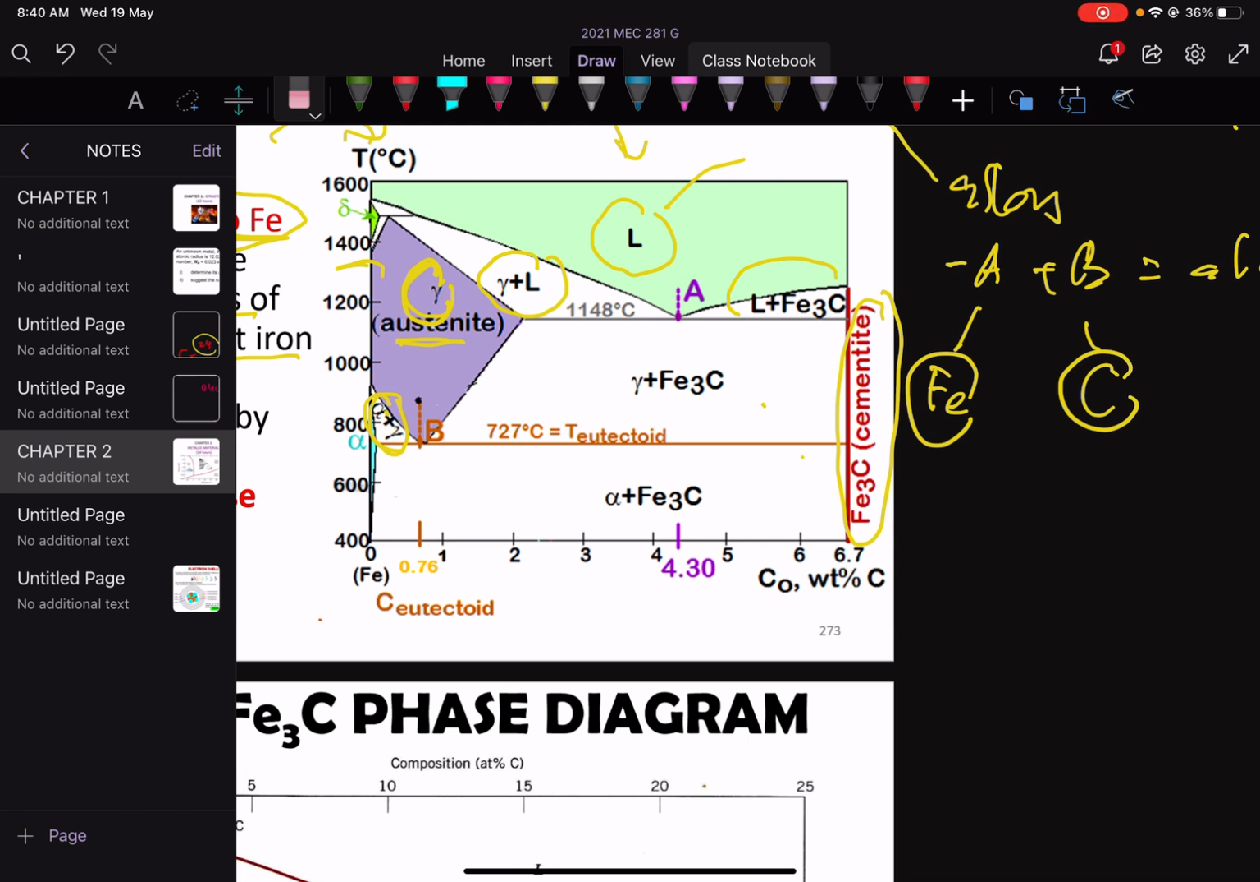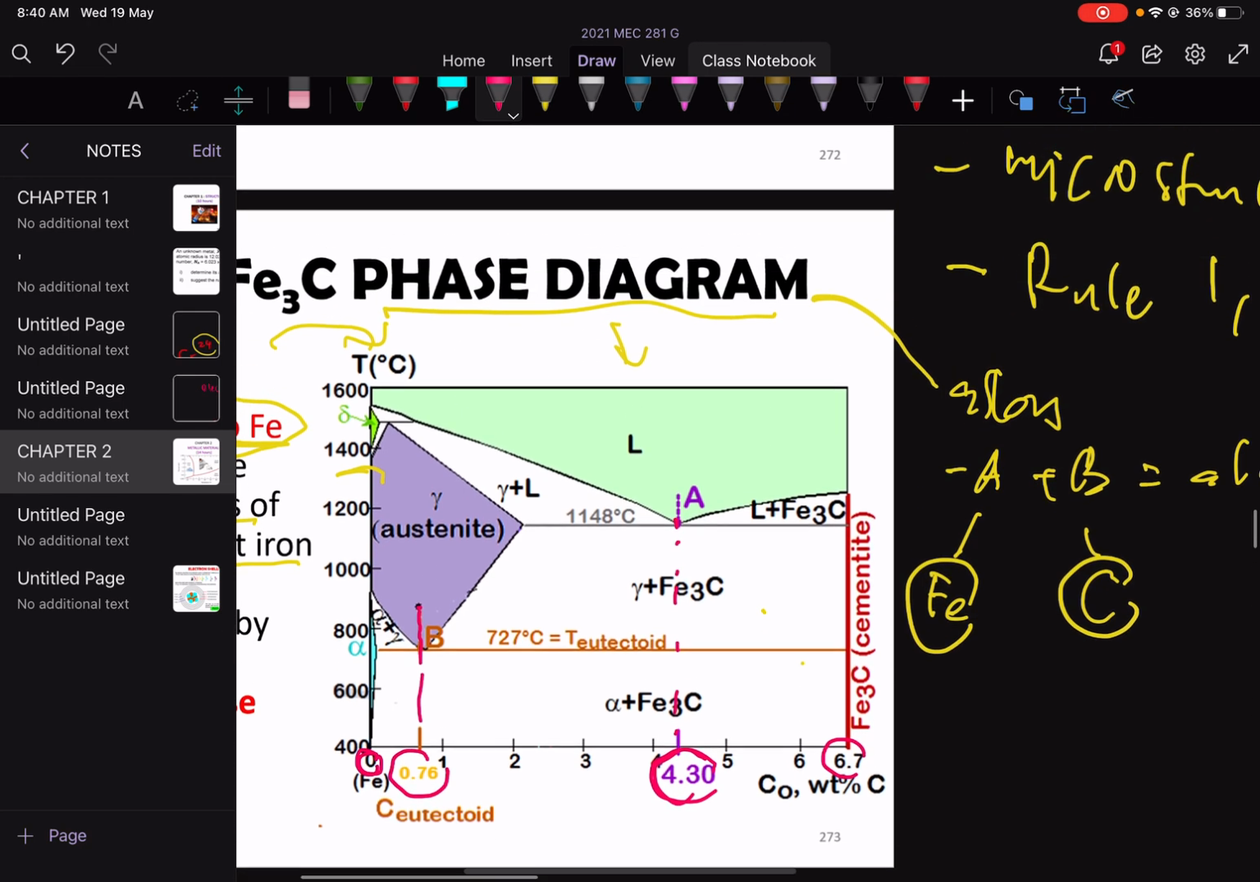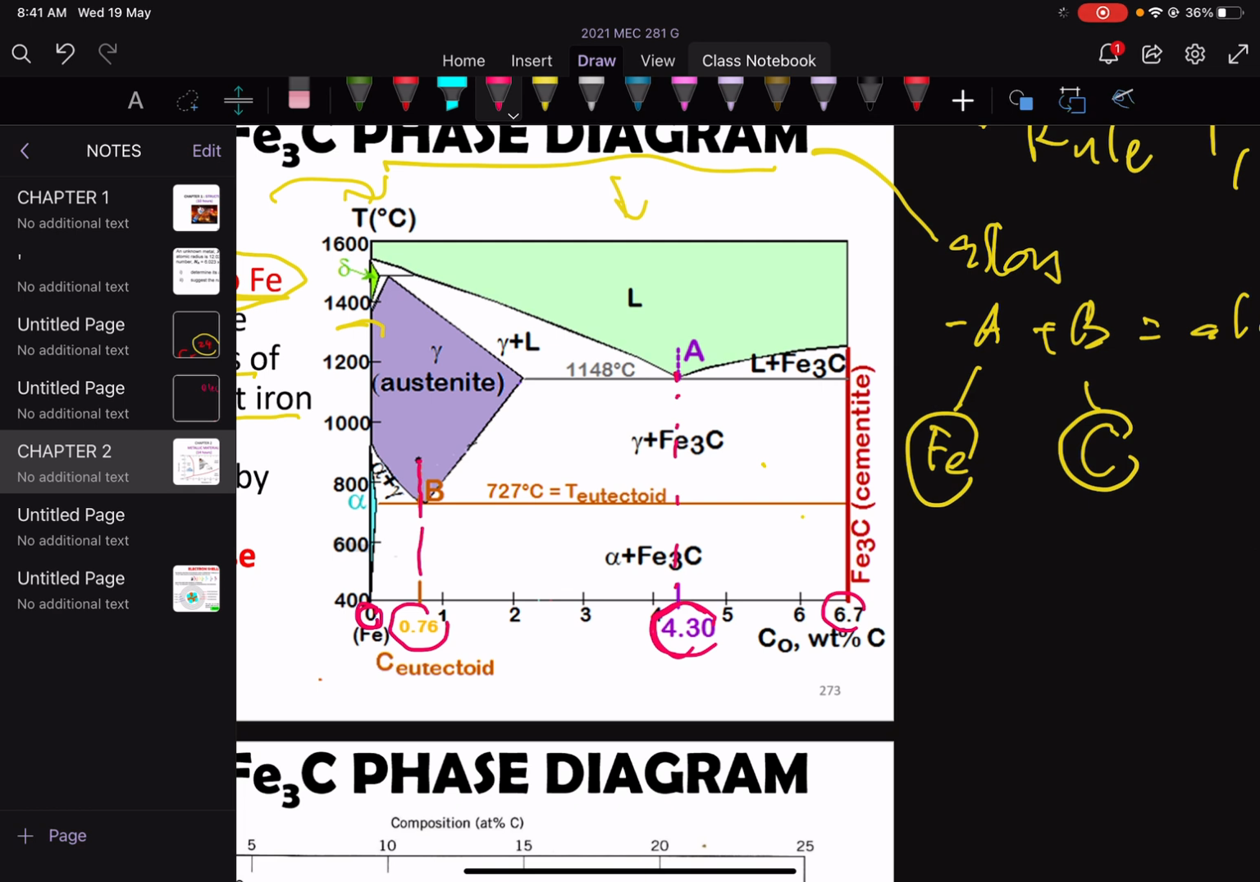Bear in mind too that all of the points will also be fixed. Here we can see 0.76, so this one will be 0.76. Here we have 4.3, so at A the composition of carbon will be 4.3. It will be very fixed. The carbon percentage is from 0 until 6.7. It can actually go up to 100%, but for your syllabus we are only going to learn from 0 weight percent of carbon until 6.7 weight percent of carbon.